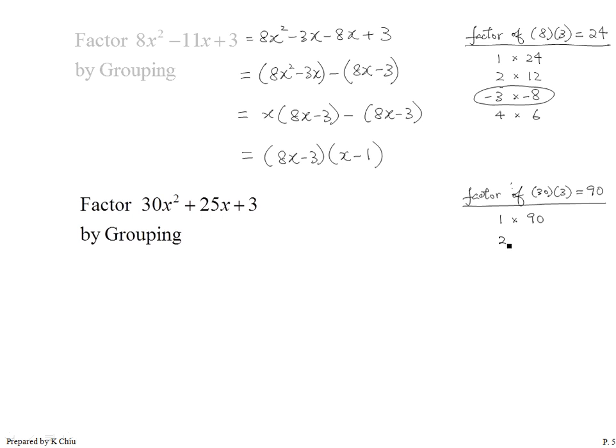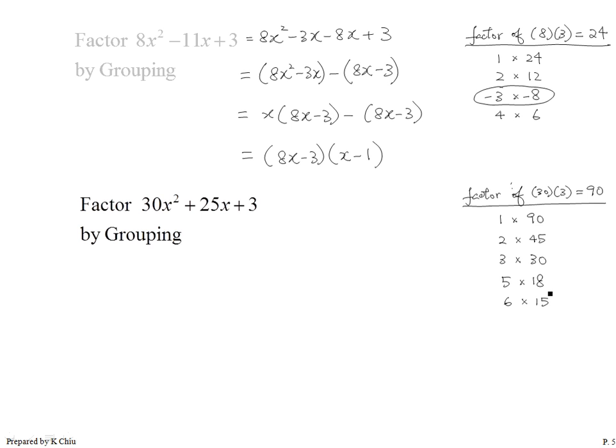2 times 45. How about 3? 3 times 30. Of course, this is how we get 90 at the beginning. How about 4? Can 4 go into 90? No. Right? You can double check with the calculator. 90 divided by 4. See if you get a whole number or decimal number. 5. Can 5 go into 90? 18. How about 6? 6 times 15.